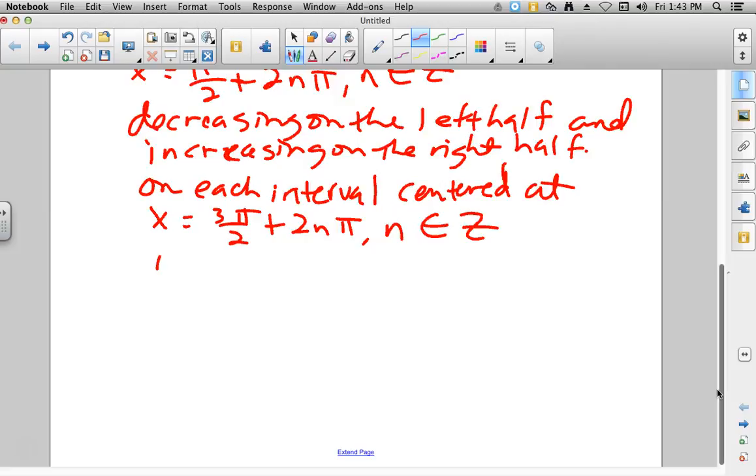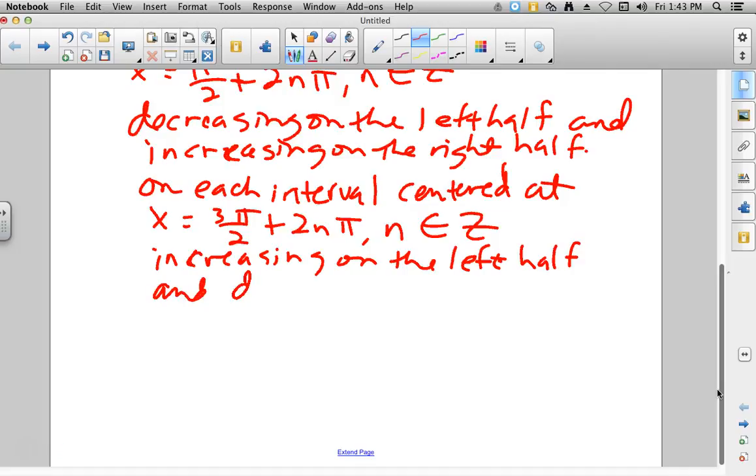But now this is going to be backwards from the top portion, so we're going to have to say it's going to be increasing on the left half, and decreasing on the right half. All right, that's increasing versus decreasing. That was probably the longest one out of all of this.